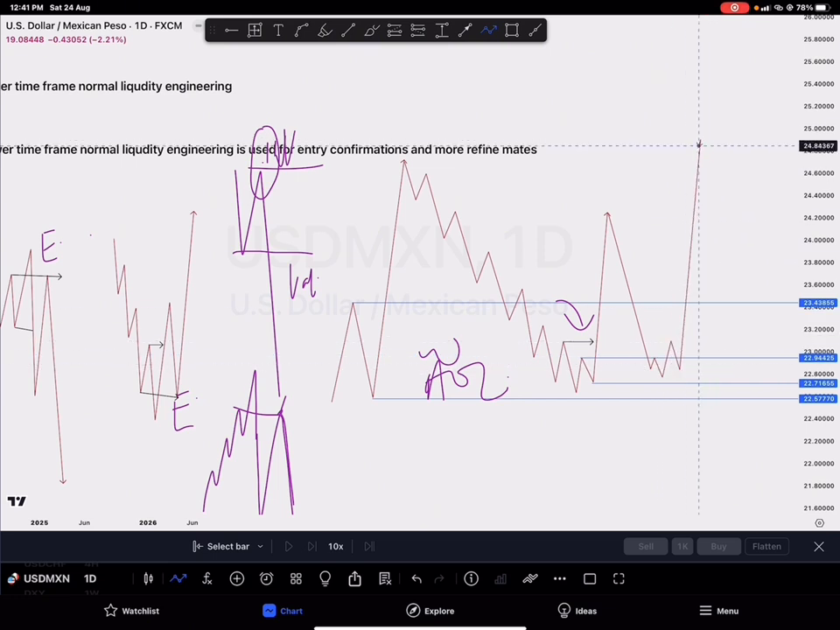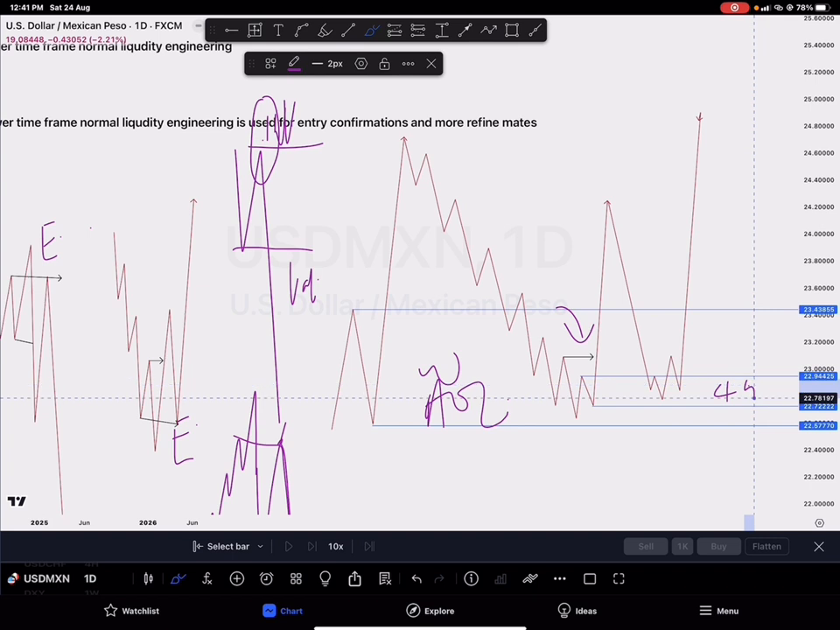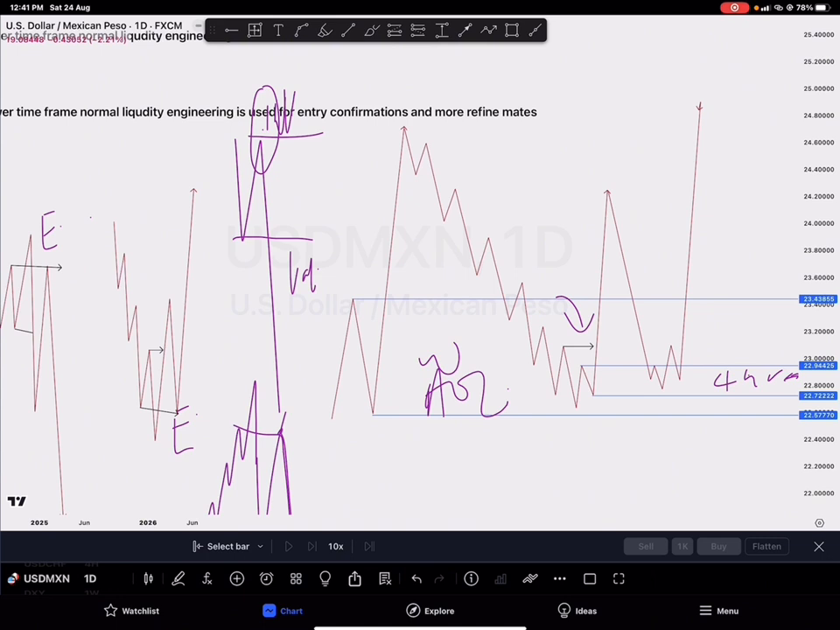We are going to go to the 30-minute and look for the liquidity engineering available in the 4-hour area of liquidity. Now this is the 4-hour area of liquidity here. We are going to go to the 30-minute and look for the available liquidity engineering. So you may be looking for available liquidity engineering from this level here. So how is it going to be looking?